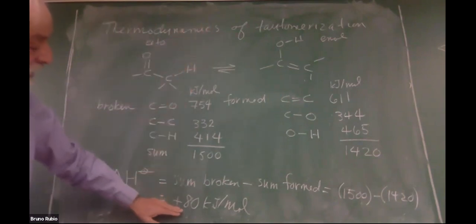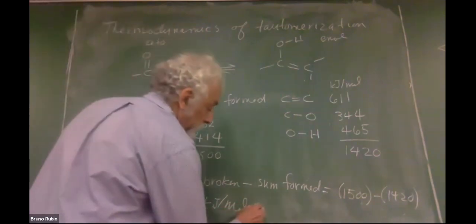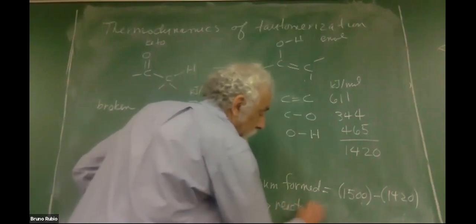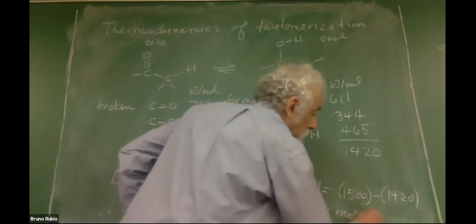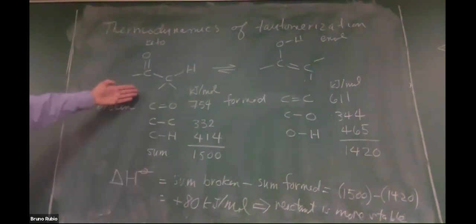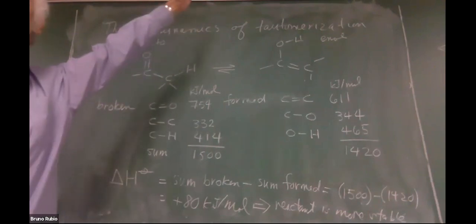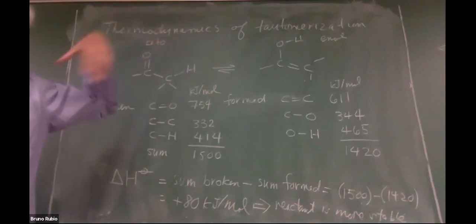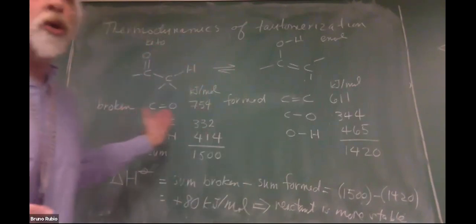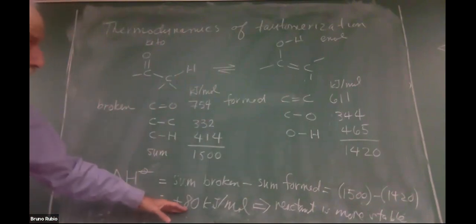So this positive number here is telling me that the reactant is more stable, right? Because I just calculated to go from this reactant to this product, I'm going uphill by 80 kilojoules. I have to put energy into the system. It's not going to go through this reaction all by itself. It has to get energy from its surroundings, 80 kilojoules per mole.